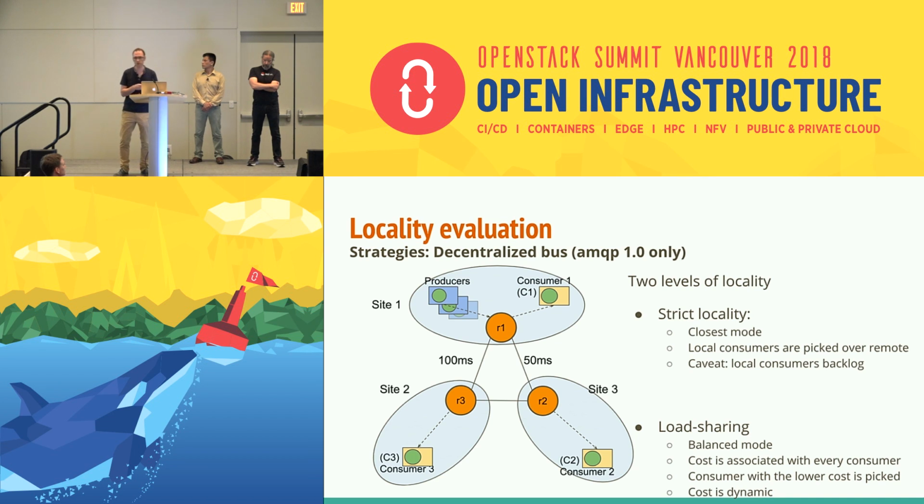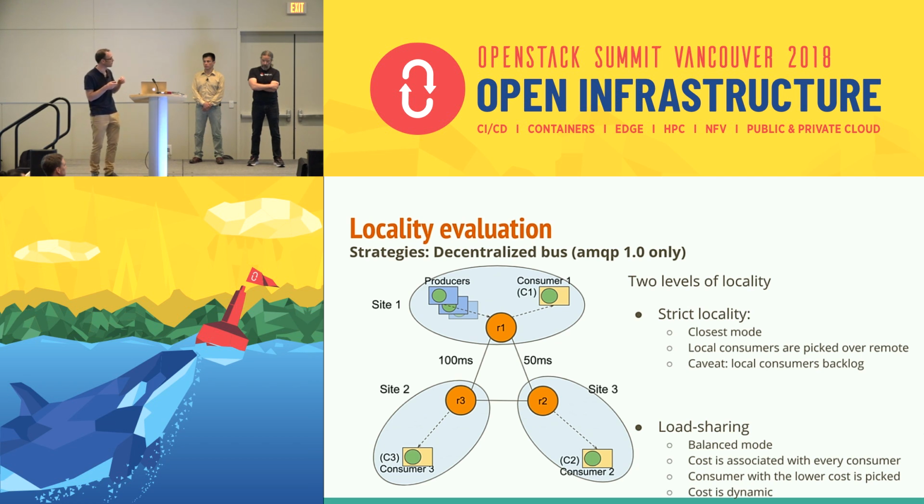To answer this question, let's consider a more general case where you have different sites, different producers, and different consumers on those sites, and you have routers on each site that are linked. In the picture, they are linked using a ring topology. Basically, a router mesh provides you two levels of locality. First, a router mesh can provide what we call strict locality. It's also known in the Qpid dispatch project terminology as the closest mode. In this mode, local consumers are always picked over remote consumers.